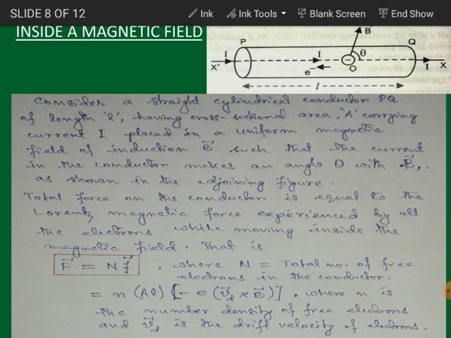Yes. So let's try to find the expression of the total force further in terms of the current element and in terms of the drift velocity. You know the relation between drift velocity and the current, no? I is equal to n A v_d, like that. So let's try to express it in terms of the current element and the magnetic field.